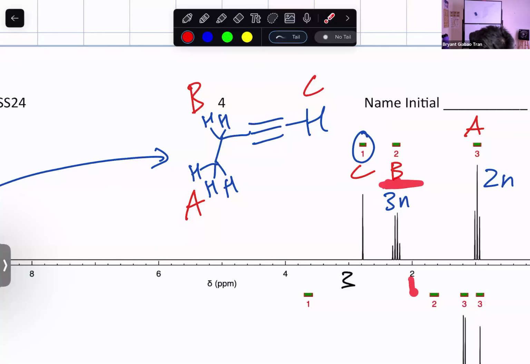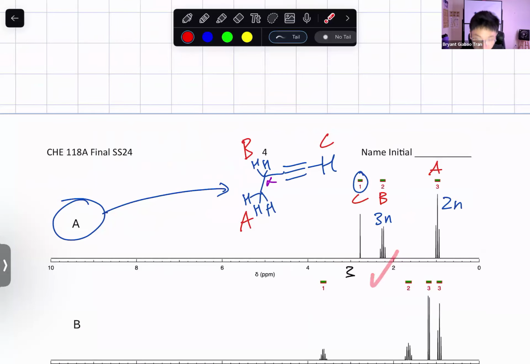And another way to verify this is that notice at peak B, this peak B is between 2 to 3, which we said was the alpha region. And that makes sense because this carbon right here is alpha to the alkyne right here, right? This is the alkyne, this is the alpha carbon, one carbon away from the alkyne. And because this set B here is alpha to that, it should be somewhere between 2 to 3, which is good. Right, any questions on that?